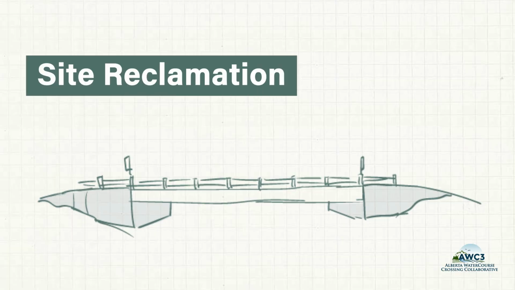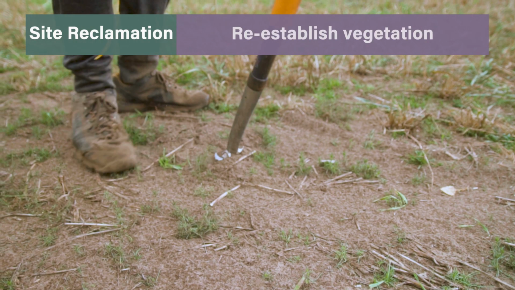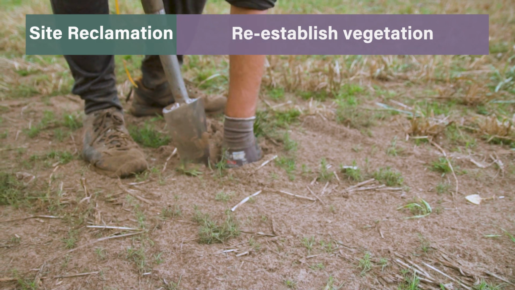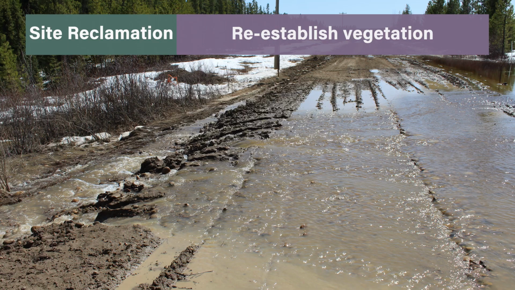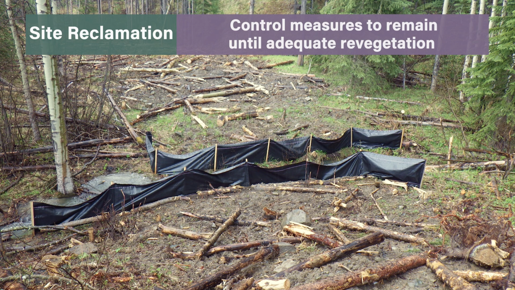Site reclamation. After installation, re-establishing vegetation is a top priority. If high sediment loads enter watercourses, they can have significant negative impacts on fish. All erosion and sediment control measures need to remain functional and on-site until revegetation is adequately controlling erosion and runoff.